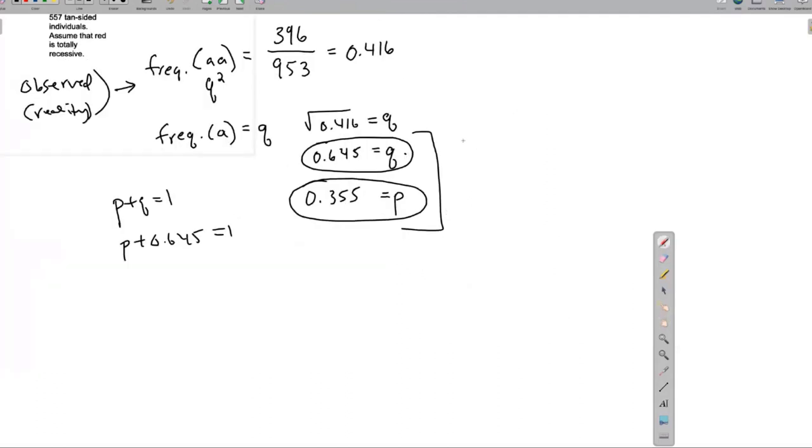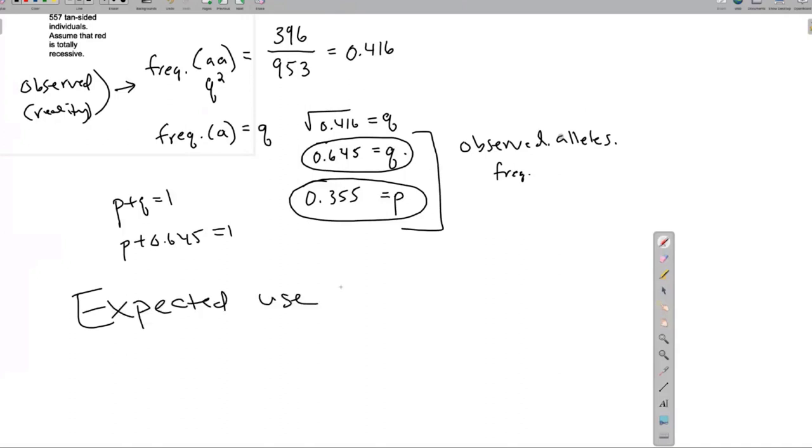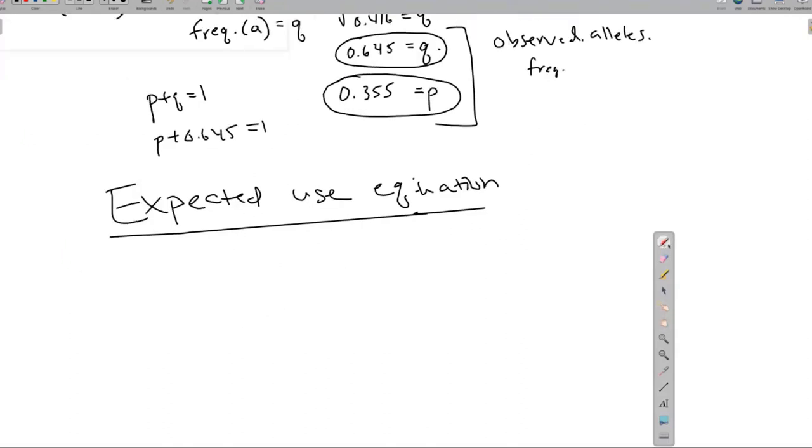If we have the observed frequencies of the alleles, then we can figure out what the expected is, and then we can compare that to reality, let's say in the next generation. Expected means use the equation. Given these frequencies, what do we expect the distribution to be? Distribution just means phenotype frequency.